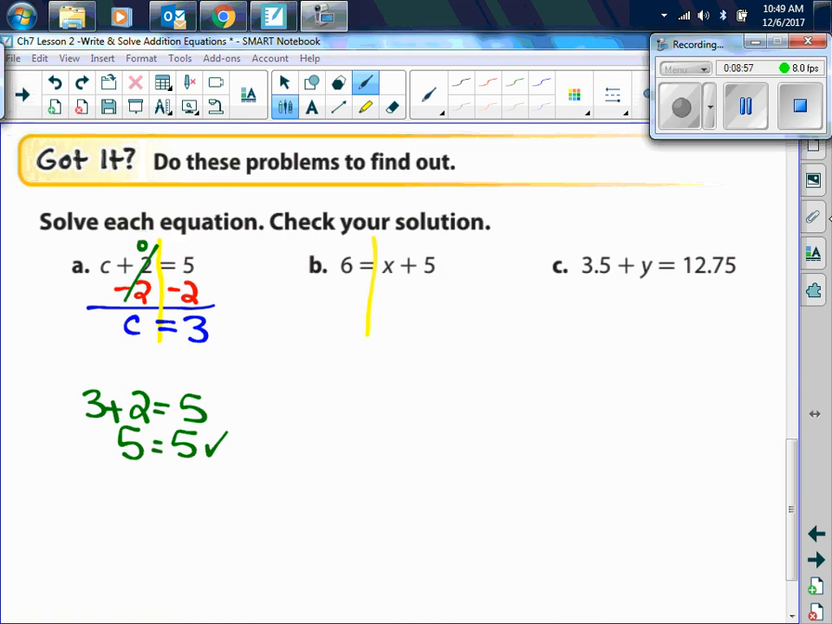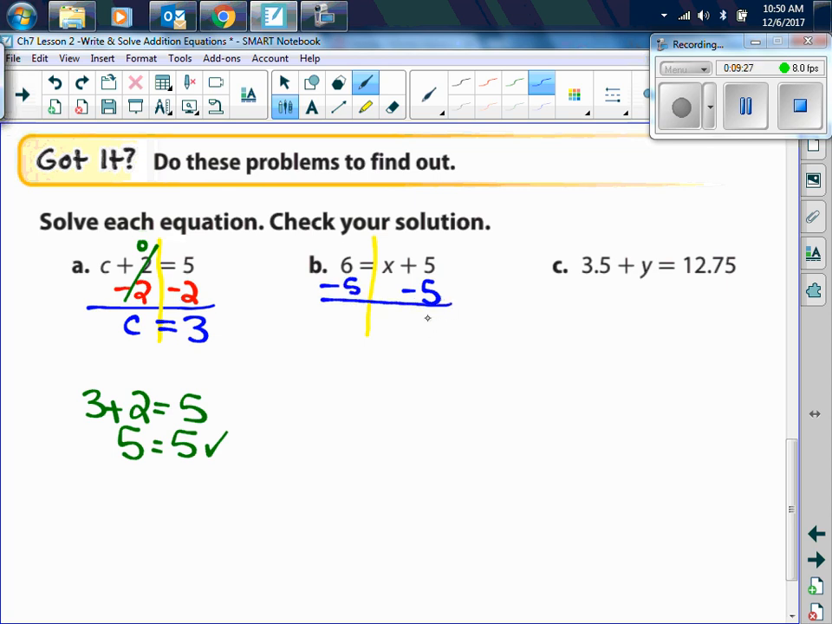All right, so here we have 6 is equal to x plus 5. So we want to get the x by itself, so what do I need to get rid of? I want the x by itself. So I want to get rid of the 5, right? How do I get rid of the 5? You're going to subtract. Very good. So we're going to subtract 5 here. And if I subtract 5 on one side, I have to subtract on the other to keep the balance, right?